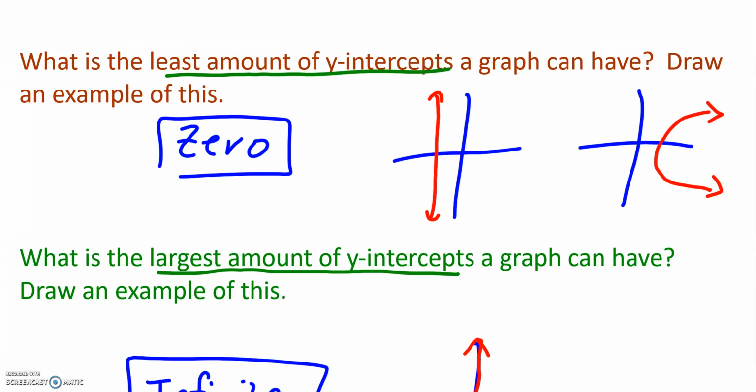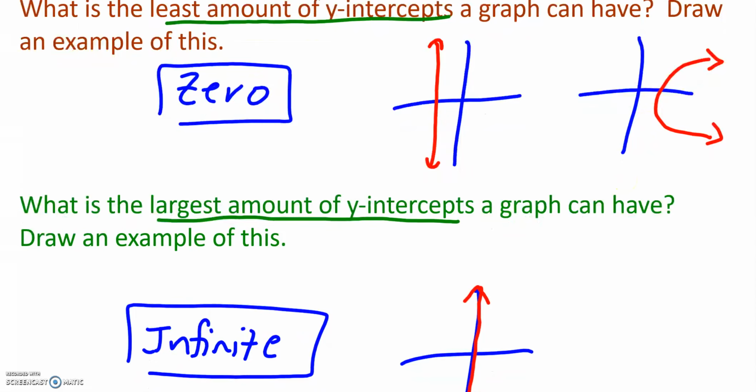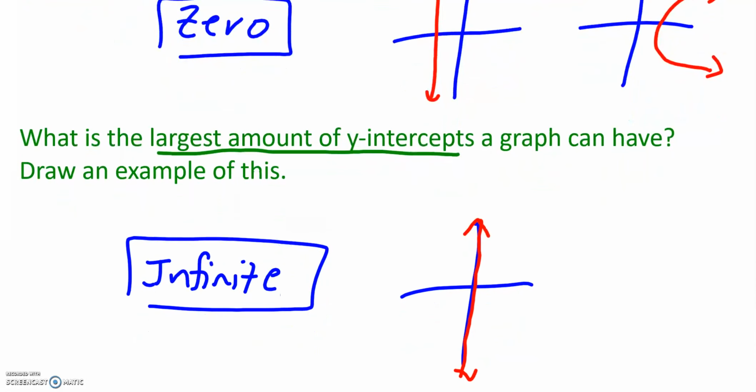All right, so for these answers, I actually got the same final answers. The least amount of y-intercepts you can have is 0. If you happen to have a vertical line that is parallel to the y-axis, it never hits it, so there would be 0 y-intercepts. If you had a parabola on its side, it also never touches the y-axis, so that's 0 as well. An example for the largest amount of y-intercepts, I again said infinite.